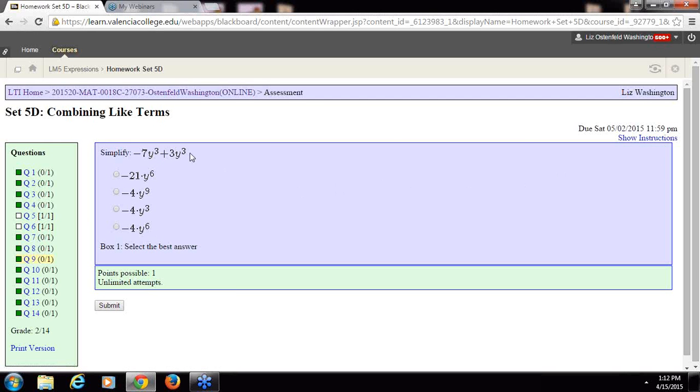Okay, this one is pretty much the same thing we've been doing. It's combining like terms. I can see here that it does have those two characteristics. It has the same exact variable as well as the same exact exponent. They both have a y that is cubed. So I'm going to combine the coefficients, which are -7 and +3, which gives me -4. And since y cubed is what made them the same, I'm going to keep that. Nothing changes about the part that makes them like terms. So I'm going to select the third one down and submit.